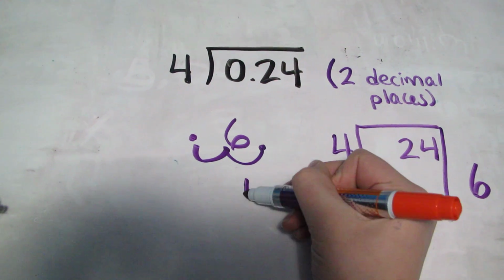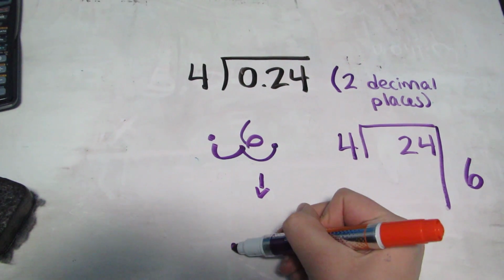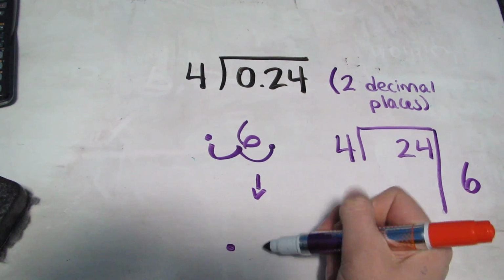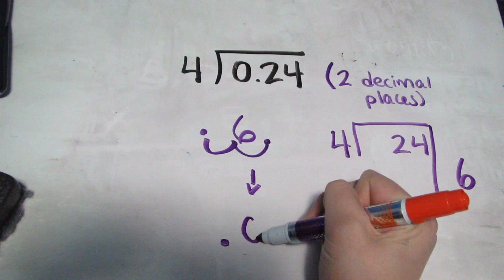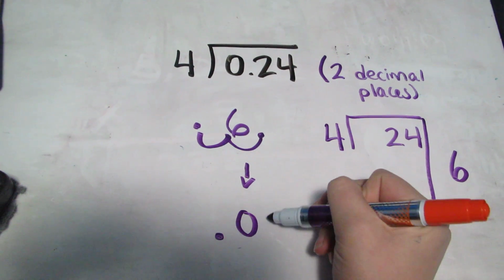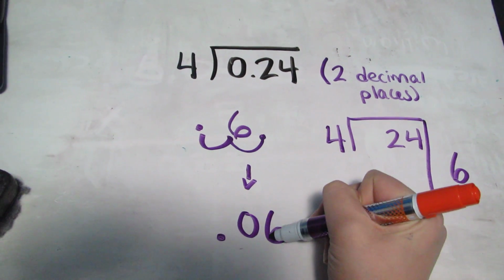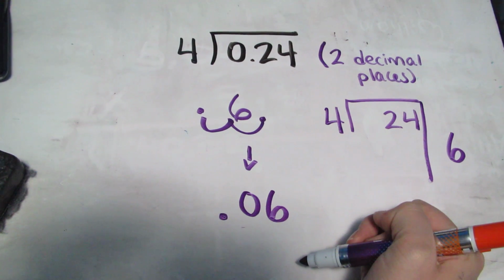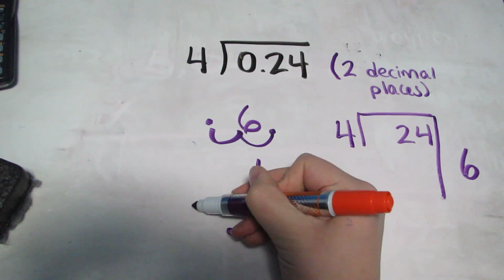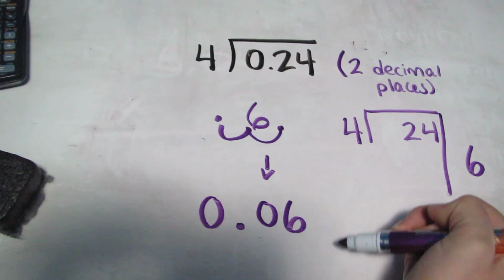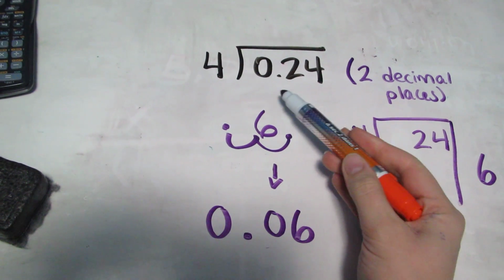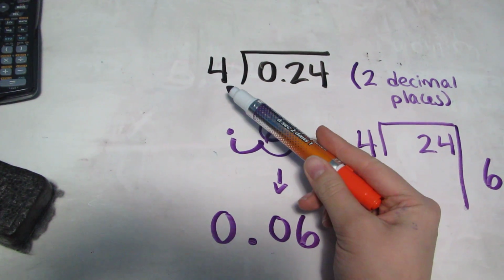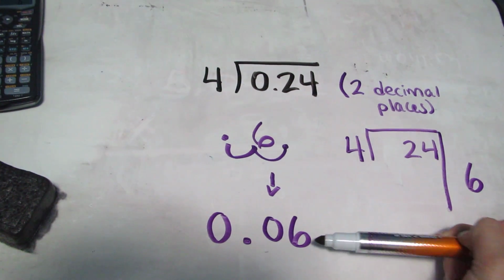So I'm going to write it again down here. I have a decimal. I have a space. I know that in every empty space I need a 0. And there's my 6. Anything missing? Yeah, I need that 0 in front of my decimal. So there we go. I just did 24 hundredths divided by 4 is 6 hundredths.